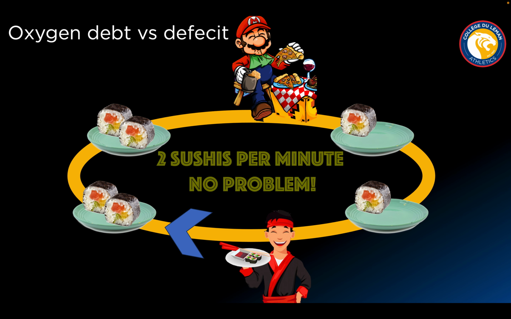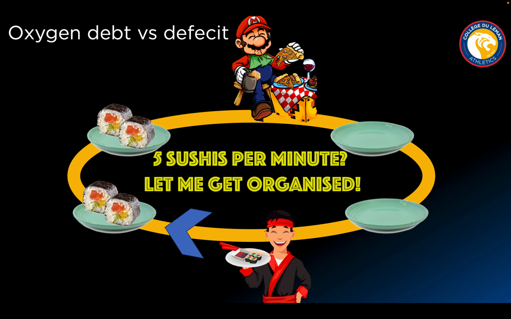Then though, we up the exercise a bit, we need 2 sushis per minute. No problem, we're still producing enough for that. That's not an issue. We really start exercising now. Let's say we jump on a treadmill and start running, and we need 5 sushis per minute. We've only got 4 there. Hang on a minute, I'm going to have to get organised. We're not producing enough. Our chef is not producing enough sushi. We're not producing enough oxygen right now in order to supply those muscles.